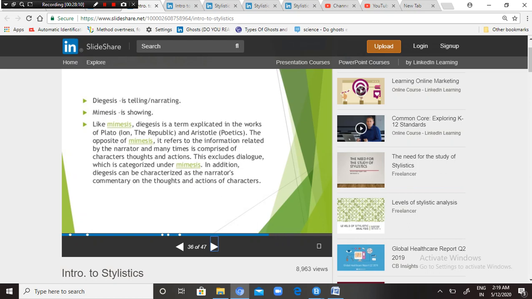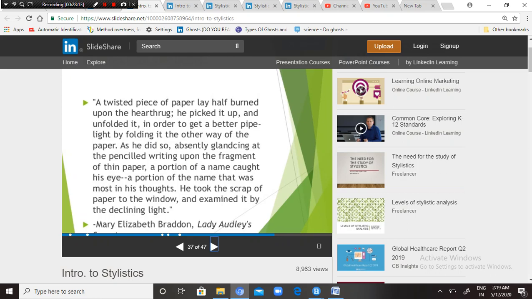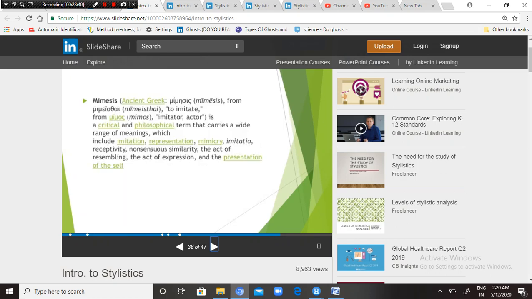By floating, it is other way of the paper, as he did so abundantly and glancingly, and the pencil written upon the fragmenting of the thin paper. A portion of a name catch his eyes, a portion of the name that has most in his thoughts. He took the scrap of a paper to the window and examined it by the declining lights. Mary Elizabeth Brando, Lady Adola. Accidented greed and from to emptied.